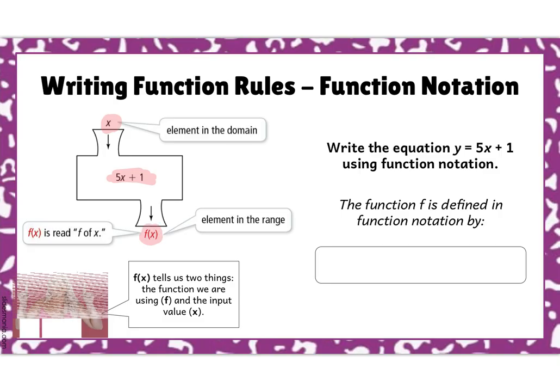That output can be something in the range, and we can denote it using f of x, which is f parentheses x. So this f tells us the name of the function, so which one we're talking about, and the value that is in the parentheses. Sometimes a number represents the input when x is replaced with that number.